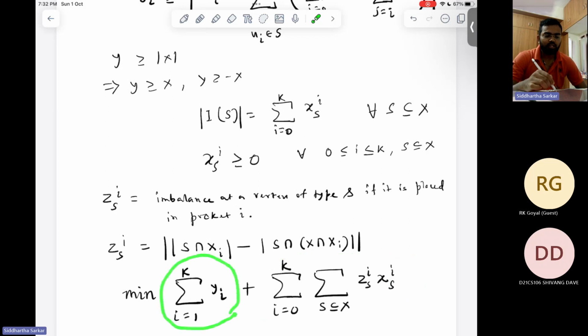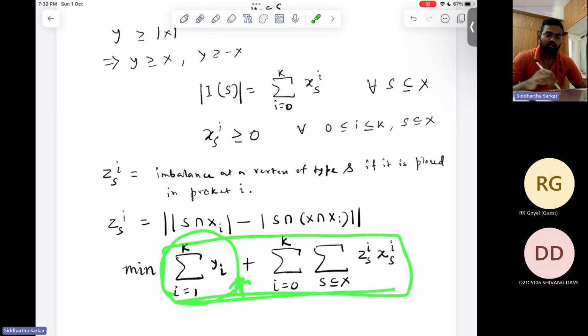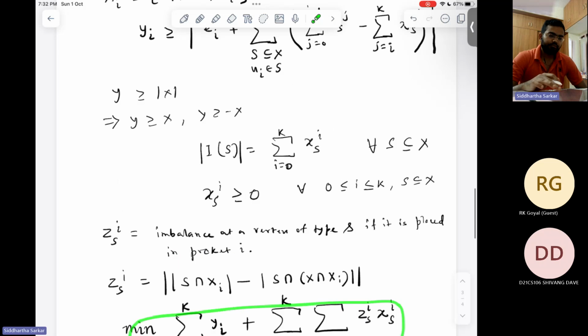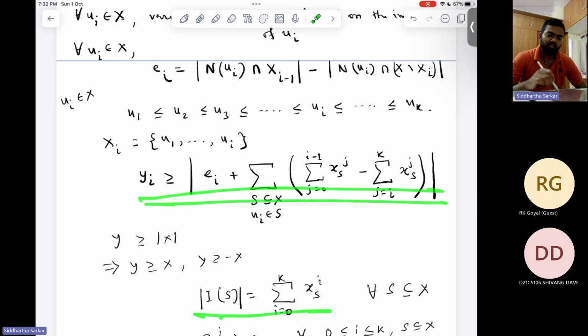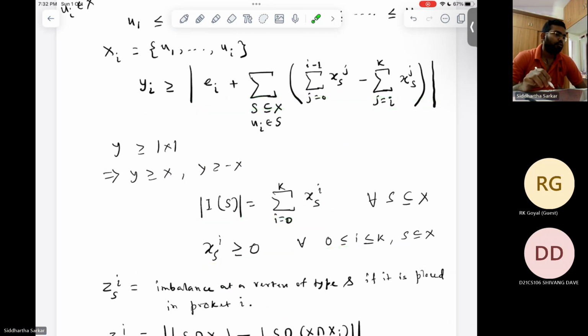And this is by definition the total imbalance contributed by the vertices in the vertex cover. So therefore, this is the total expression of imbalance which we want to minimize. This is the objective function. We have already defined the constraints. This is one constraint. In fact, this is two constraints. This is a non-negativity constraint. So this is the entire formulation of the integer linear program.